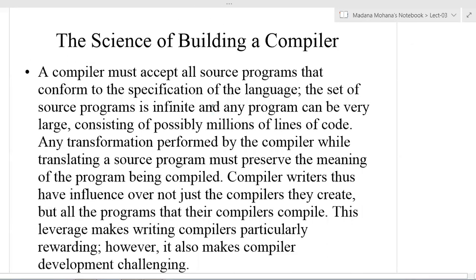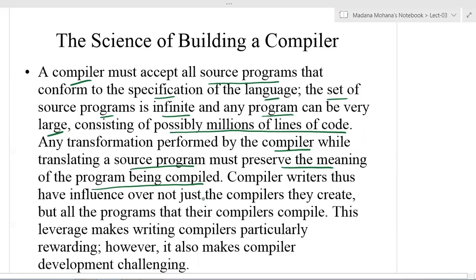A compiler must accept all source programs that conform to the specification of the language. That depends on the language specification. The set of source programs is infinite and any program can be very large, possibly consisting of millions of lines of source code. Then any transformation performed by the compiler while translating a source program must preserve the meaning of the program being compiled. This is very, very important.